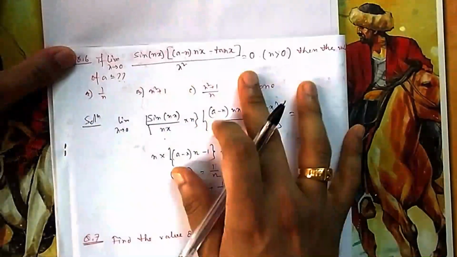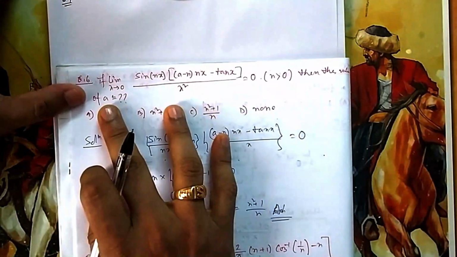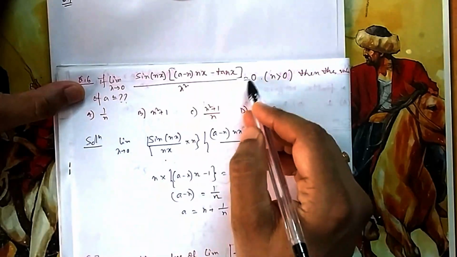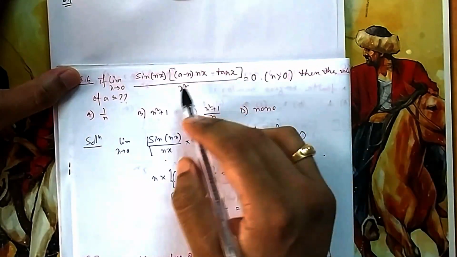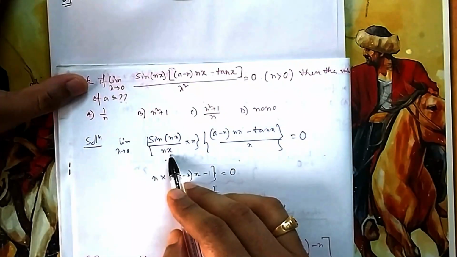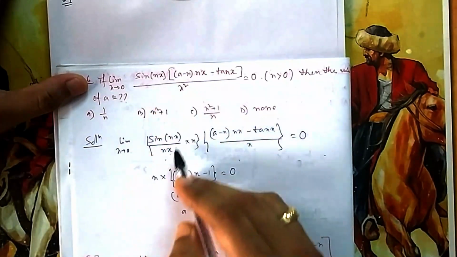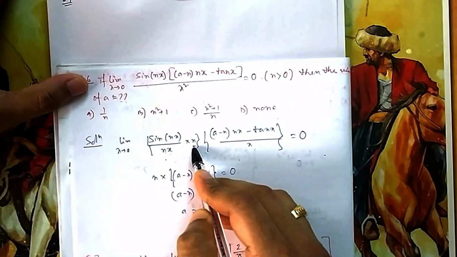Now if you come to question number 6, they are asking the value of A. What should be the value of A? The answer is given as 0. So to take care of this nx, you need 1/x, so I have given 1/x, but it is nx, so I will give nx, need nx, so I have given 1/n.